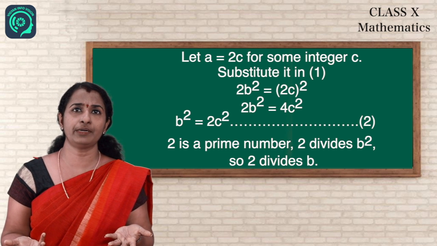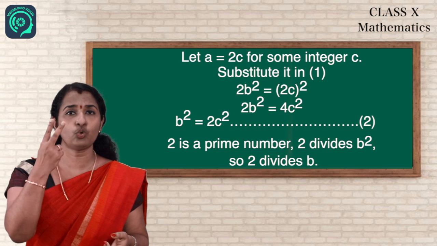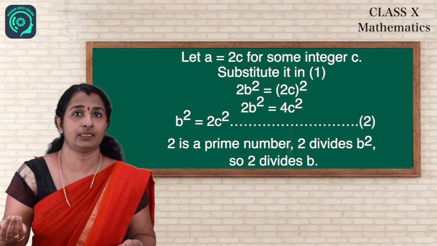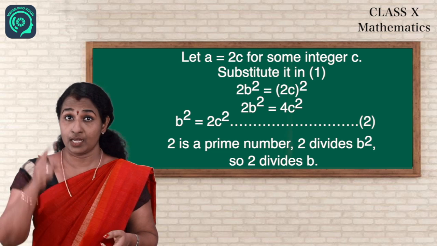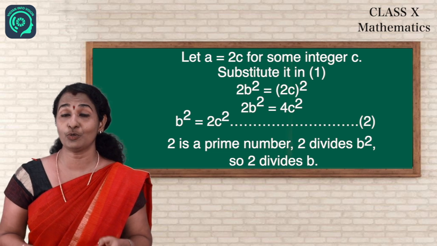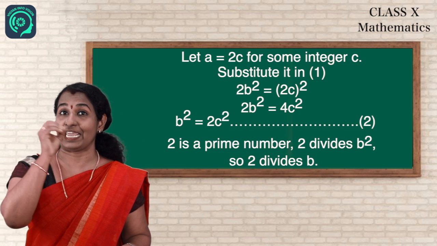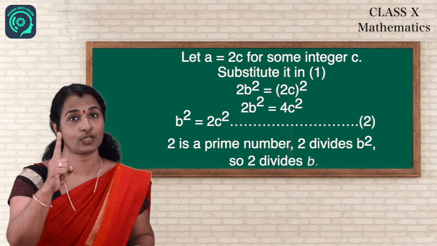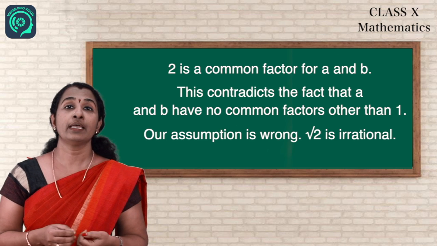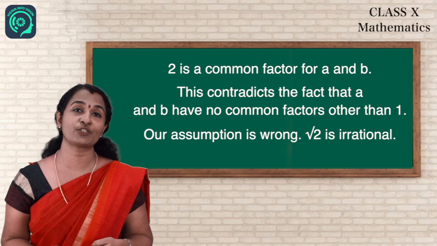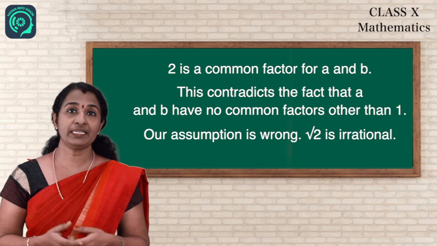What does it mean, children? This clearly means that 2 is the common factor for a and b. Do you remember? Earlier I told you to keep in your mind that a and b have only one as a common factor. But now we got that a and b have 2 also as a common factor. What does it mean, children?